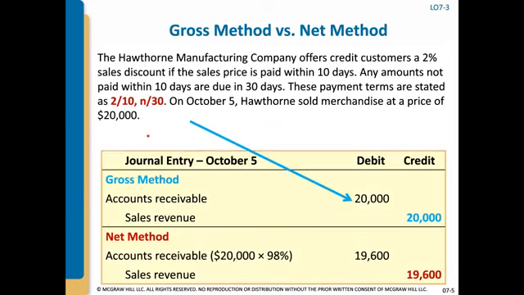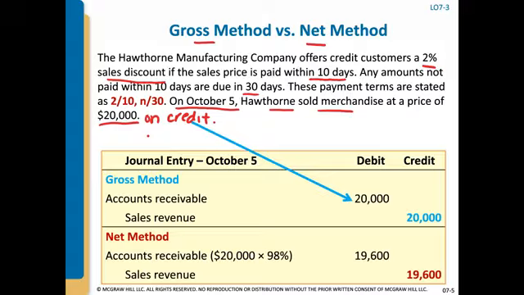And there's two ways to record the receivable when you have these sales discounts, the gross method and the net method. So let's read this problem because it's going to go through several slides. It says the Hawthorne Manufacturing Company offers credit customers a 2% sales discount if the sales price is paid within 10 days. Any amounts not paid within 10 days are due in 30 days. These payment terms are stated 2/10 and 30. So on October 5th, Hawthorne sold merchandise at a price of $20,000. I'm going to put on here on credit because that's the whole point of this video.